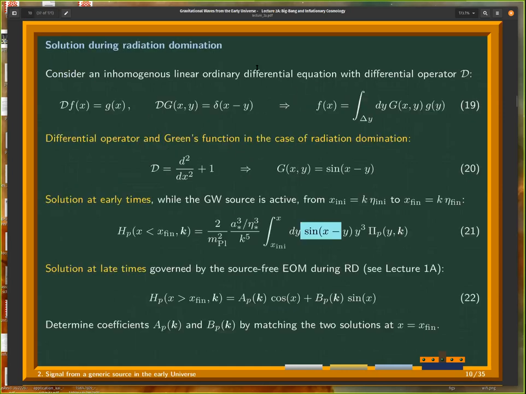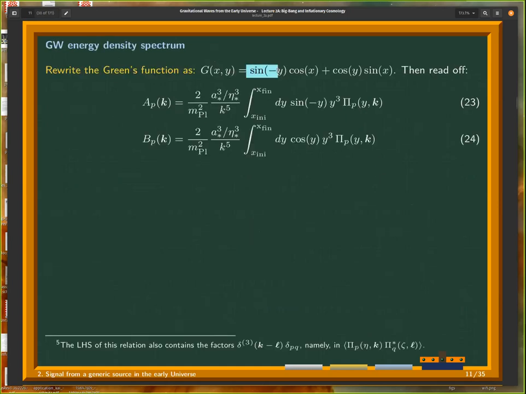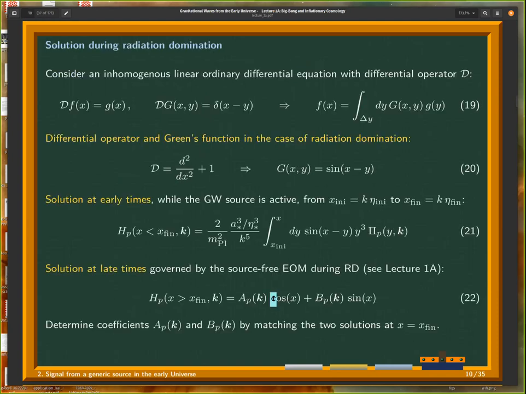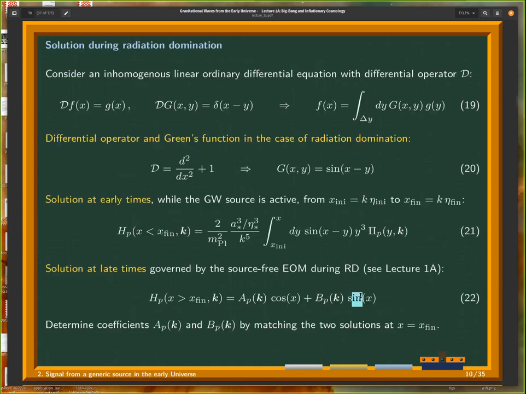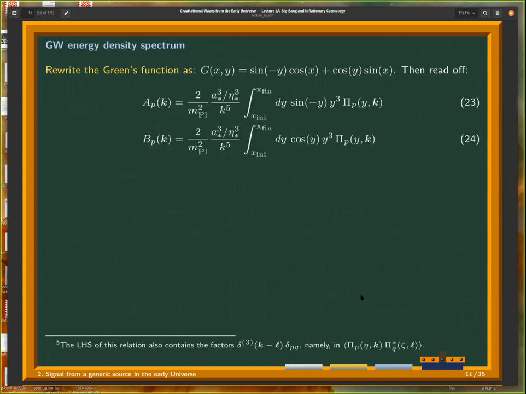It's really just this sine of x minus y, but I write it like this, as a combination of sine and cosine functions. So now we have a cosine here, just like in that solution. And we have a sine here, just like in the second piece of that solution. And now I can really match the two solutions at x final. And the result is this one here. You see, it corresponds to these integrals, but evaluated at x final.